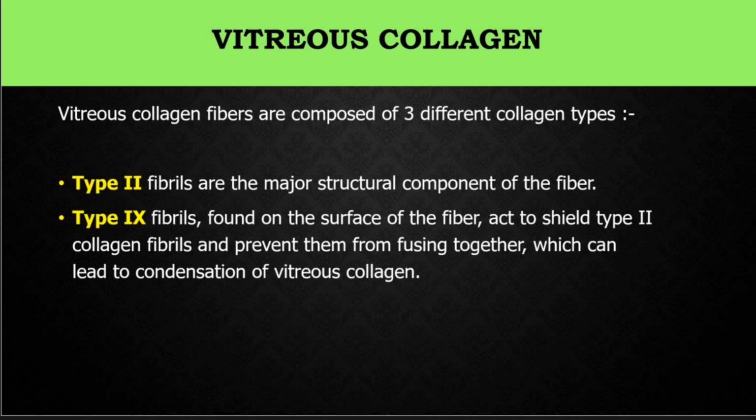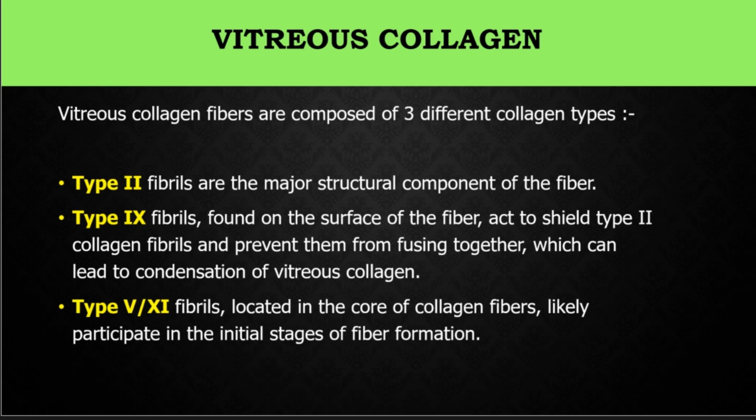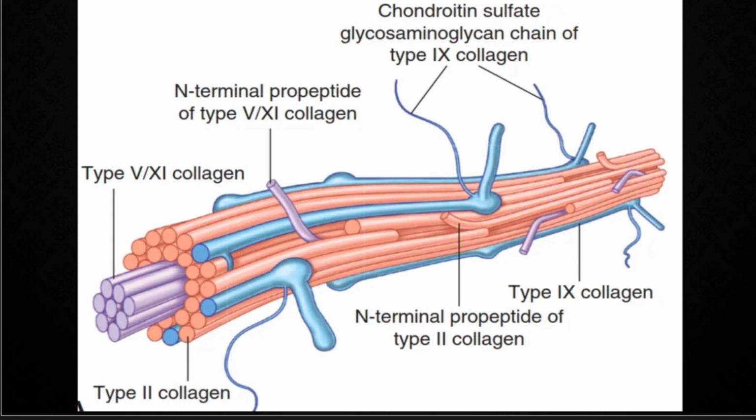Then we have the type 9 collagen. Now, type 9 is found on the surface of the type 2 and it shields the type 2 collagen fibrils and prevents them from fusing together, which would lead to condensation of the vitreous collagen. Just wait for a while and I'll explain what this means. Apart from that, we have type 5 and type 11 fibrils, which are located inside the core of the collagen fibers, and it is believed that they participate in the initial stages of fiber formation.